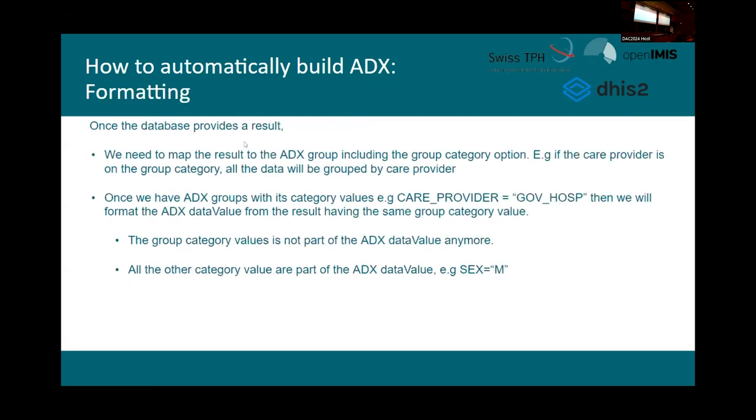Once the database provides a result, that is, once we execute the function I just showed you in the previous slide, we are going to map the result to the ADX group, including the group category option. If the care provider is the group category, all the data will be grouped by care provider. The category value, the care provider, could be any health facility here. Then we format the ADX data value from the results having the same group category value. This is very important: we keep everything in the same group. We don't scramble the data around.